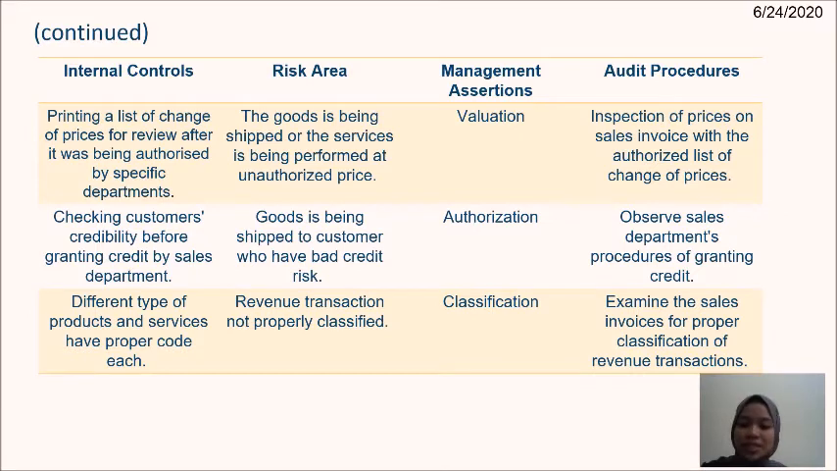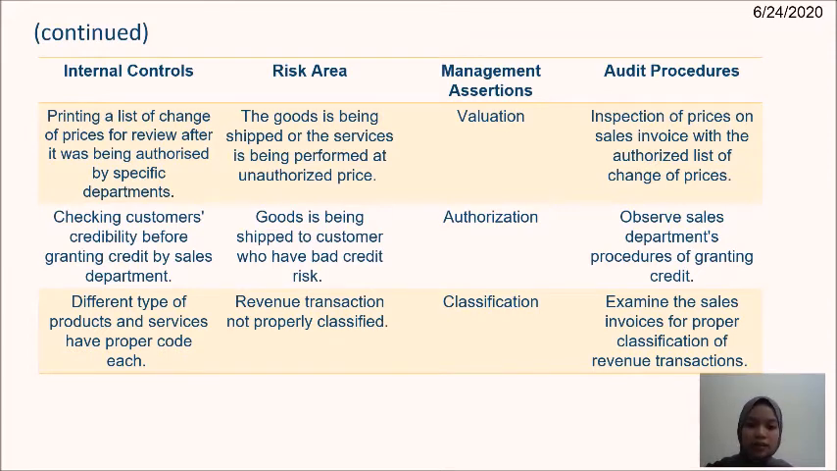Next is authorization. The possible misstatement is goods is being shipped to customer who have bad credit rates. Therefore, the sales department need to check customers' credibility before granting them a credit. So the audit procedure is observe sales department's procedure of granting credit.